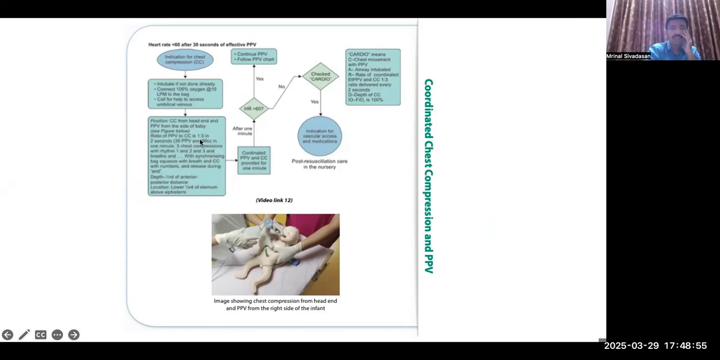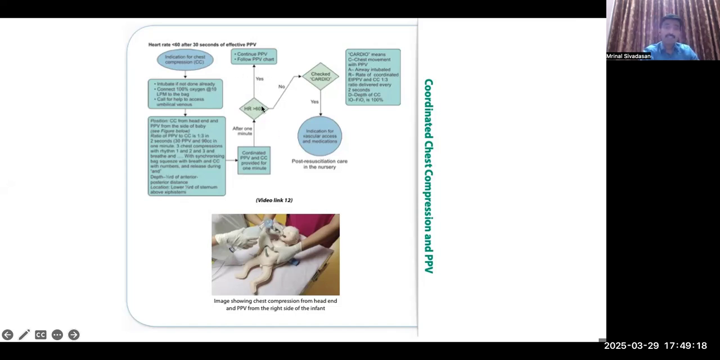And the ratio of chest compression to positive pressure ventilation is 3:1. So you coordinate them by saying loudly, 1 and 2 and 3 and breath, and 1 and 2 and 3 and breath. The depth of chest compression is one-third of the anteroposterior diameter, and the location of chest compression is the lower third of the sternum.